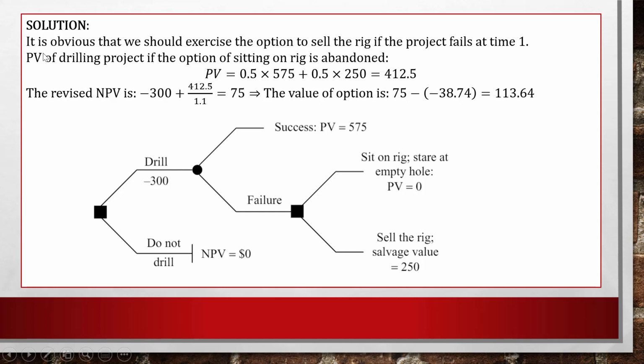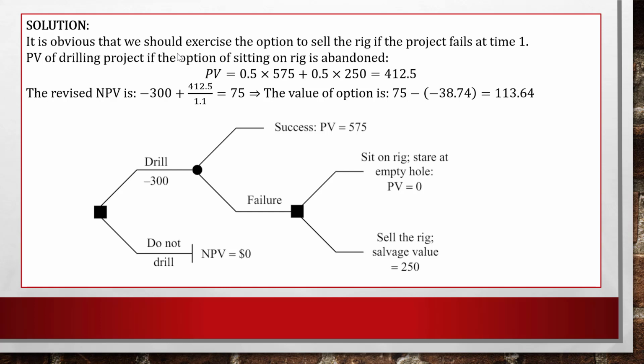So in this option, we better sell the rig to get the salvage value. That's why I said it is obvious that we should exercise the option to sell the rig if the project fails at time 1. So the present value of drilling the project, if the option of sitting on the rig is abandoned, is PV equals 0.5 times 575 plus 0.5 times 250, which is 412.5.